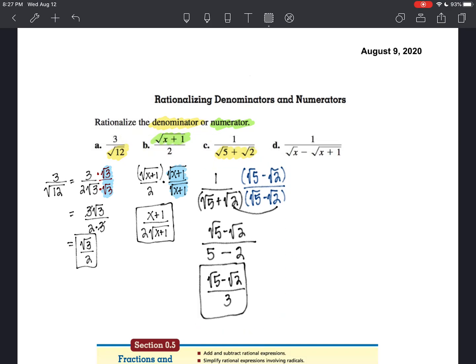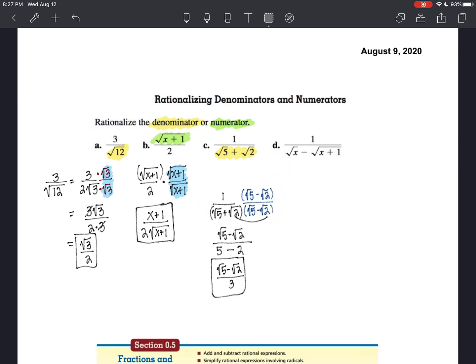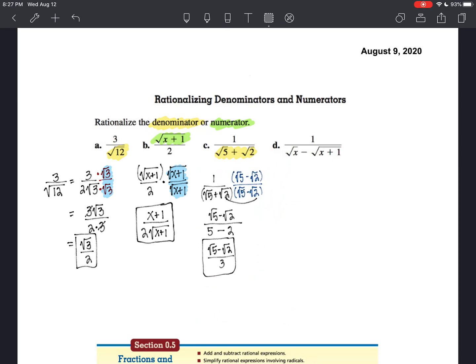And let me resize that. I'm struggling here with my resize tool. There we go. Beautiful. And one more, rationalizing the denominator right here. Again, I'm going to have to multiply by a conjugate. So I've got 1 over the square root of x minus the square root of x plus 1. So we're going to multiply by the conjugate of that denominator. The conjugate is the square root of x plus the square root of x plus 1.